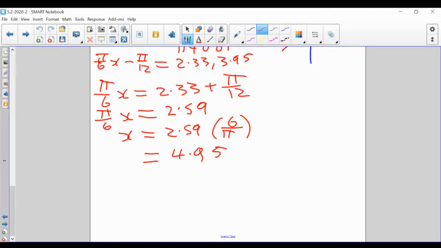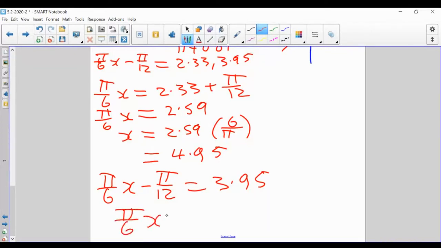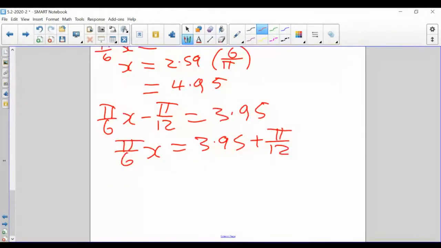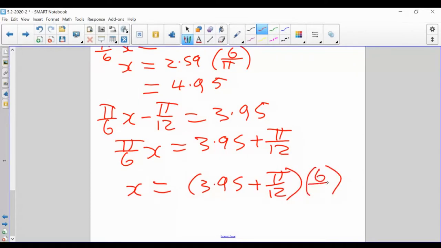Let me use the same color I used the last time, which is red. So we're still going to have the pi over 6 x minus pi over 12, but now it's going to be equal to the 3.95. Right? We know we have to, first of all, add the pi over 12 to this 3.95. So pi over 6 x is equal to 3.95 plus pi over 12. Then we take this result and multiply it by the reciprocal of pi over 6. So x should be equal to the 3.95 plus pi over 12 multiplied by 6 over pi.